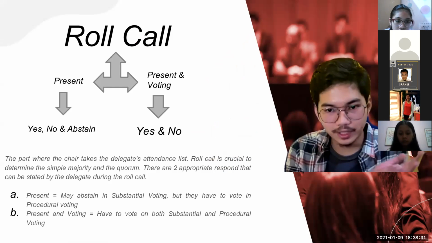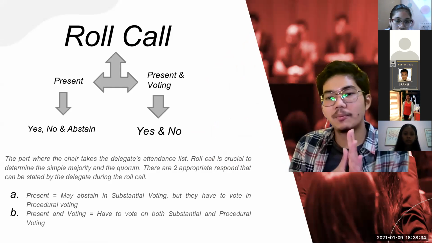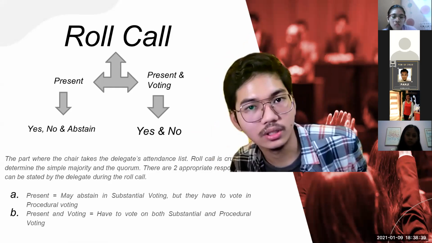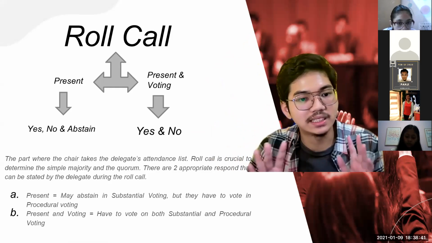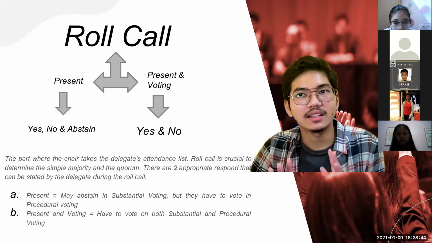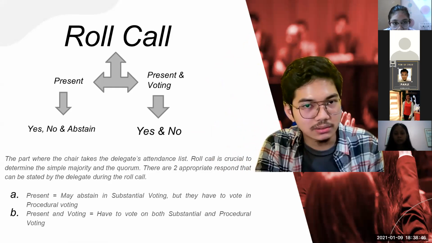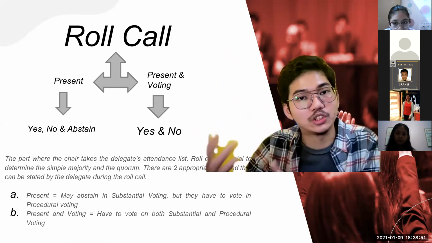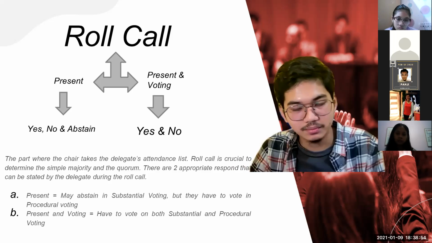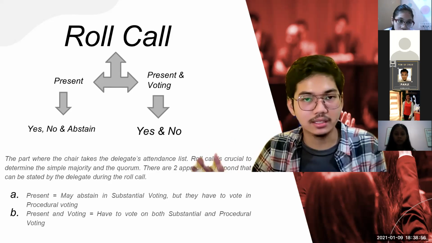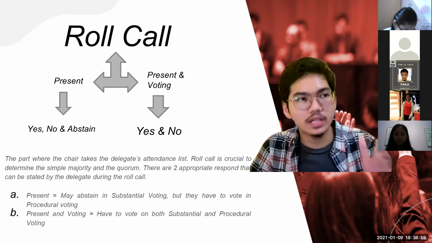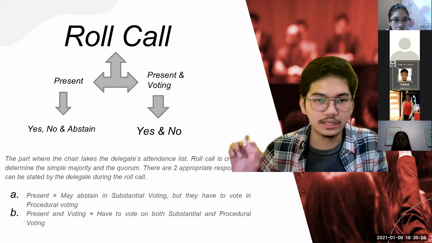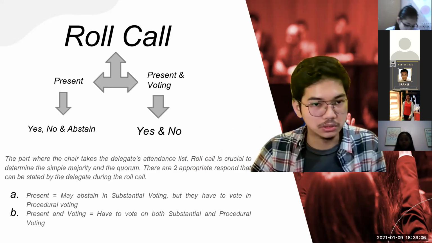So if you are present, as I've mentioned before, you are participating, but at the same time, you can choose not to vote on a certain issue. That's basically abstain. Abstain means that you're not supporting an issue, but at the same time, you're not in opposition to it. Yes and no are very clear. When you say yes, that means, okay, I will go with this one. But when you say no, I will not go with this issue. I will not go with this solution.